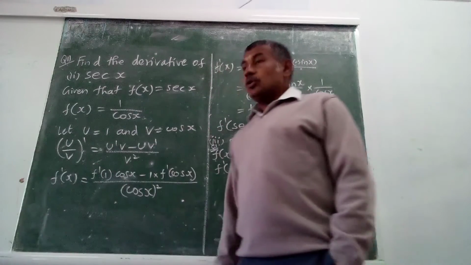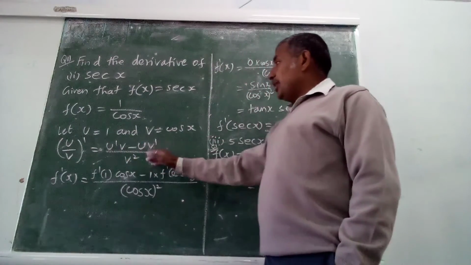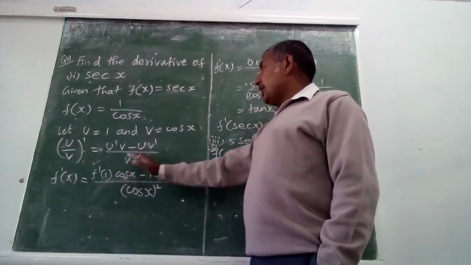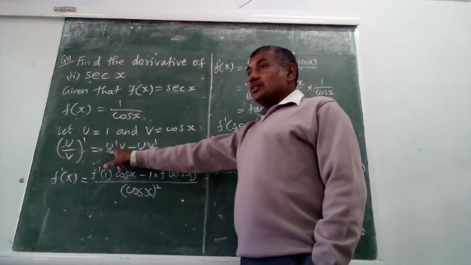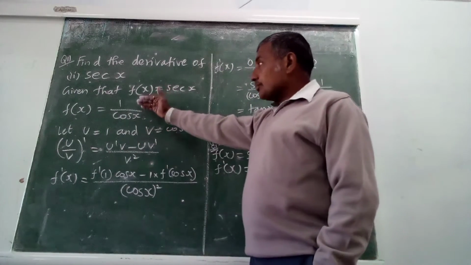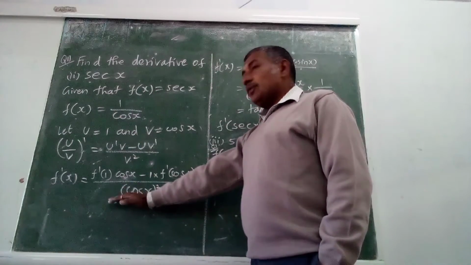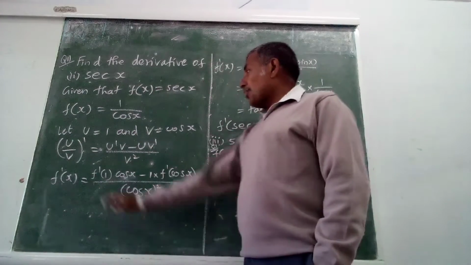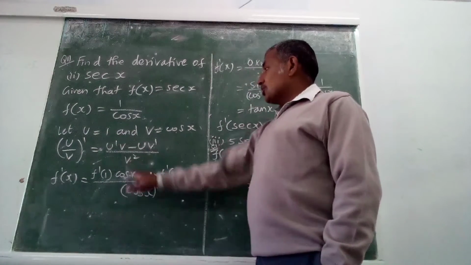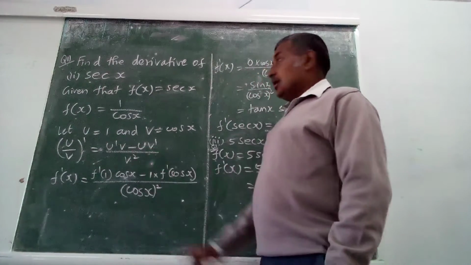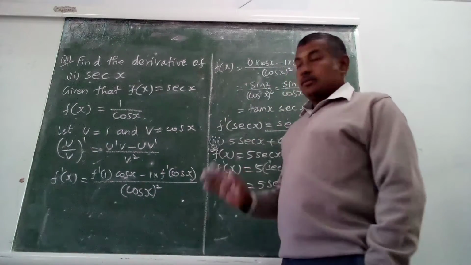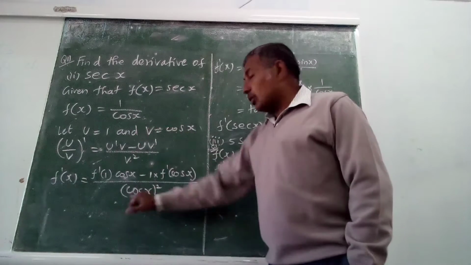U by v whole dash equal to u dash v minus u v dash by whole v square. The dash stands for derivative. You have to find the derivative of this. So given f of x, we can find f dash of x like this. F dash of x equal to f dash of 1, because u is 1, into v which is cos x. Then minus symbol, then u which is 1, into v dash, which means f dash of cos x, by v square. V square is cos x whole square.